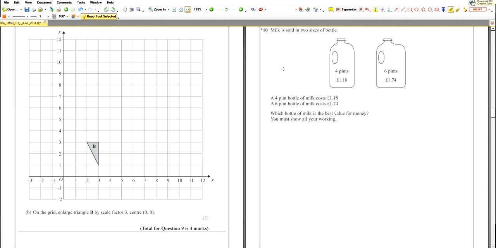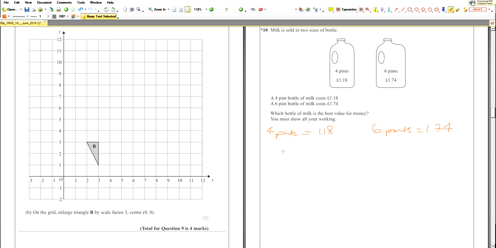Okay, milk is sold in 2 sizes of bottle. A 4-pint bottle costs £1.18. A 6-pint bottle of milk costs £1.74. Which bottle of milk is the best value for money? So let's write down the information we have here. So 4 pints cost us 118 pence. We have 6 pints. That costs us 174 pence. Just changing into pence. Hopefully that should help us a bit.